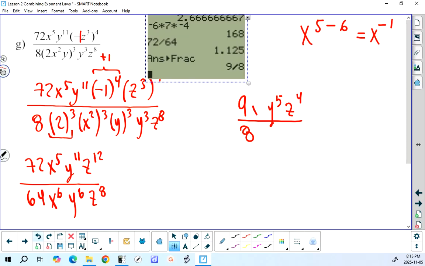And I've purposefully put this problem in here because this is going to be what our answer is today, but tomorrow we're going to learn what a negative exponent means, and we will take a look at a different way to get this answer. So let me double check all of my work here. 9 is correct, 8 is correct, x to the negative 1 is correct, y to the 5 is correct, and z to the 4 is correct. So this is our answer.